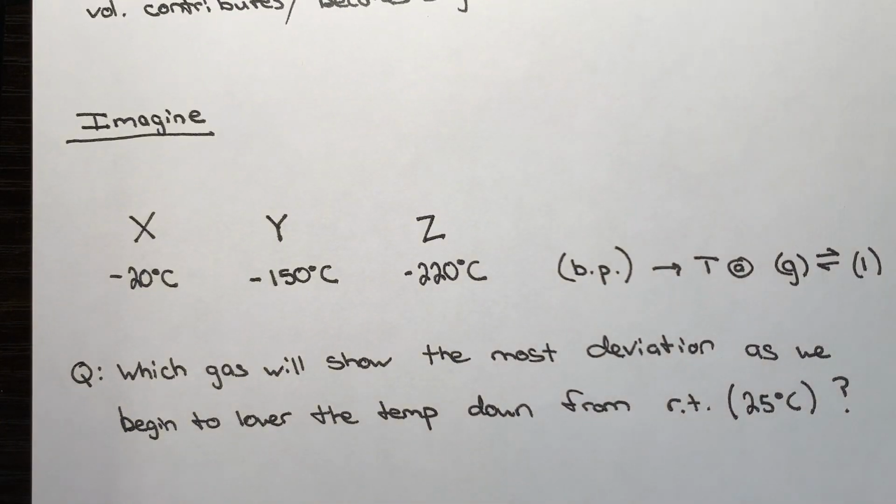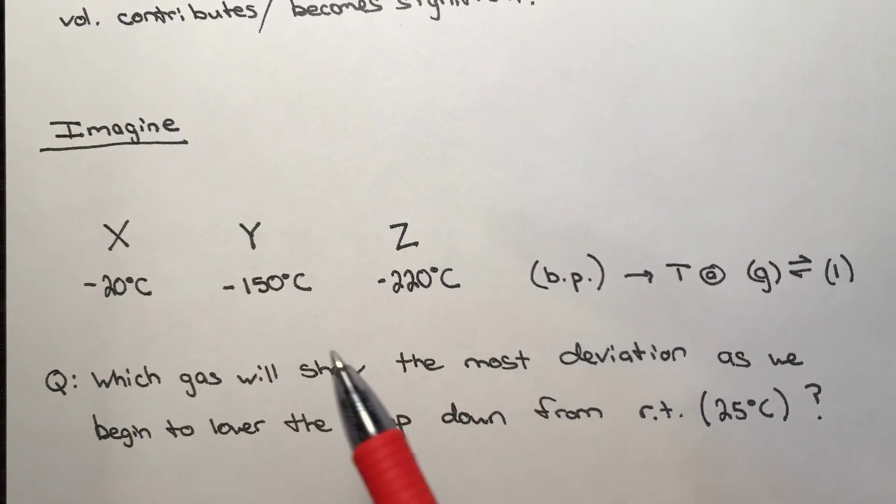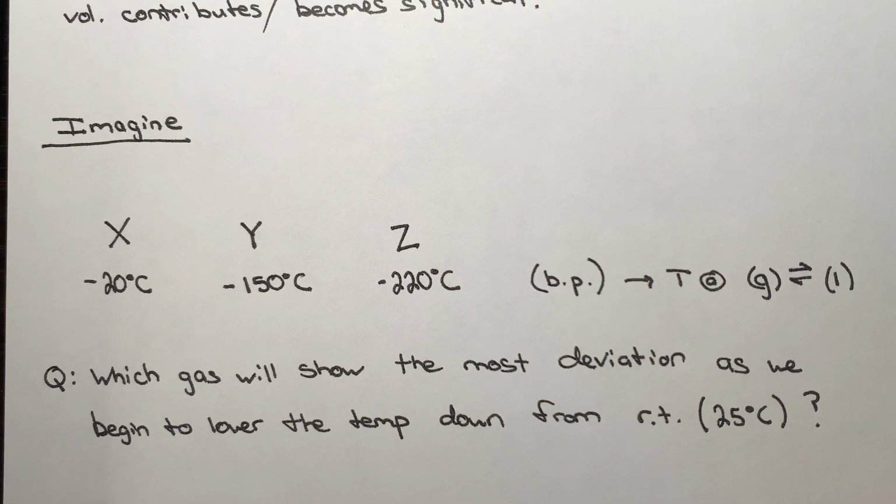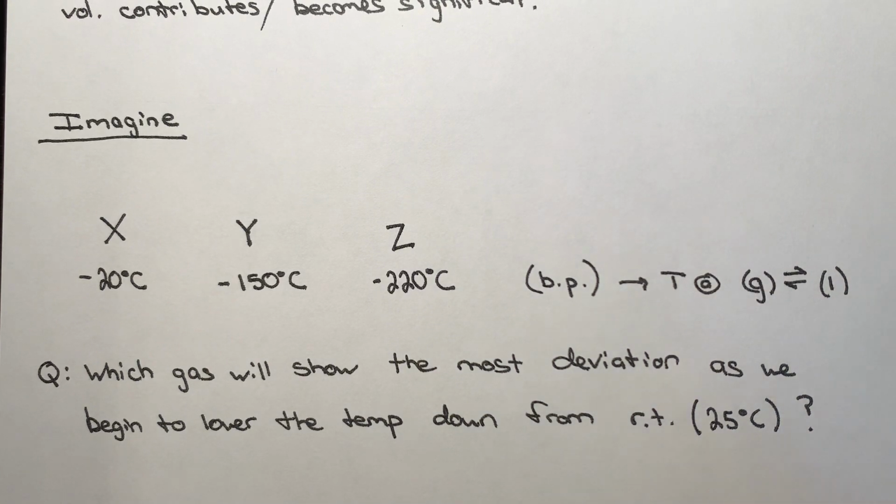Imagine that we have the following 3 gases, gas X, Y, and Z, and they all have different boiling points. Recall that the boiling point is the temperature at which we're in equilibrium between the gaseous and the liquid state. So the question is, which gas will show the most deviation if, say, we're at room temperature and we begin to drop the temperature? So we go from 25, say, to 20, 15, 10, and so on. Well, the answer is that the gas that transitions from the gaseous to the liquid state first is the one that we should expect to see deviate from ideal conditions first, between these 3 gases.